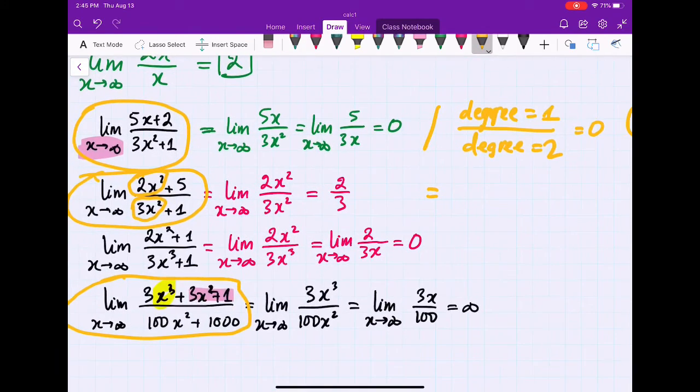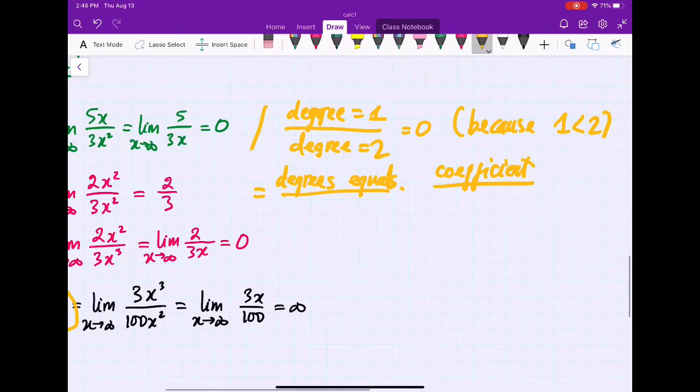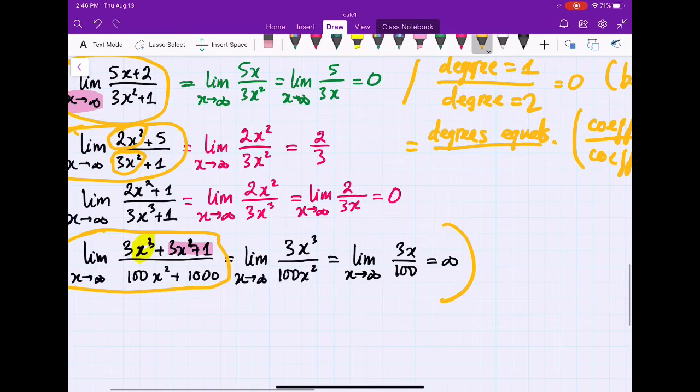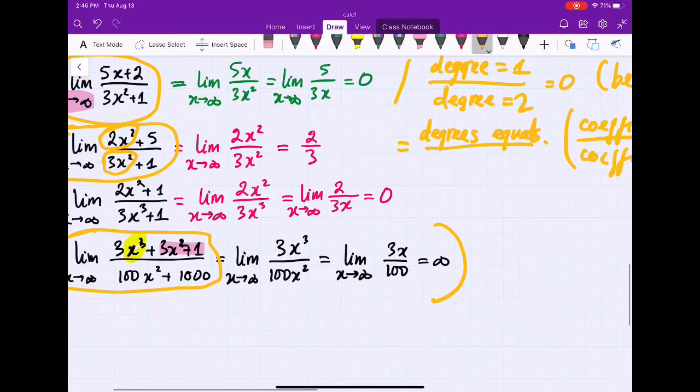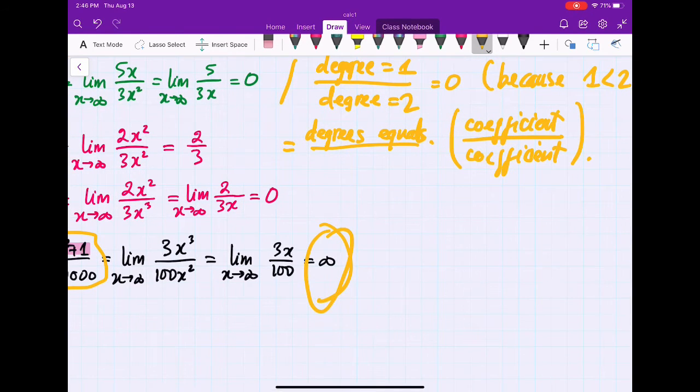Is that correct? So this happens when the degree, I can say, degree equals. Okay, degree equals. So in that situation, you have coefficient divided by coefficients. Does that make sense? And in the last one, you have infinity because the degree on the top is bigger than the degree in the denominator. Does that make sense? So that's why you get infinity.